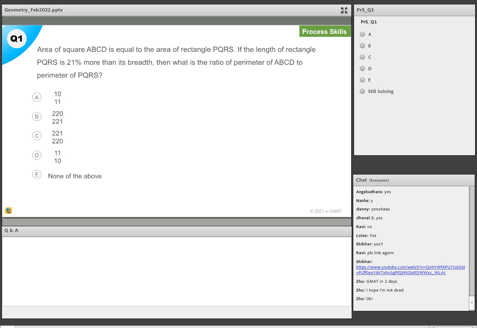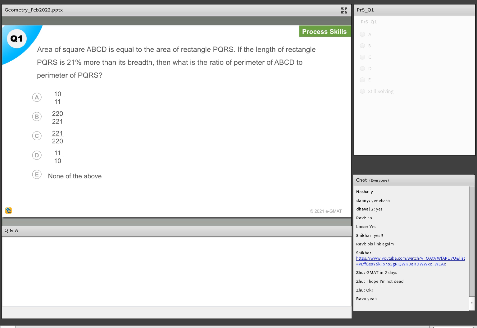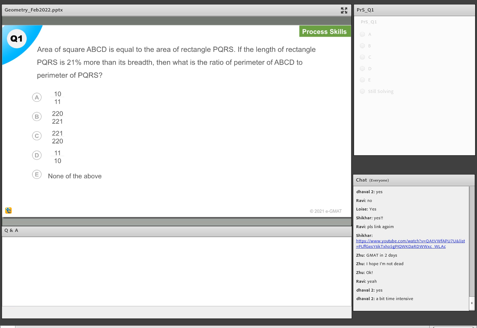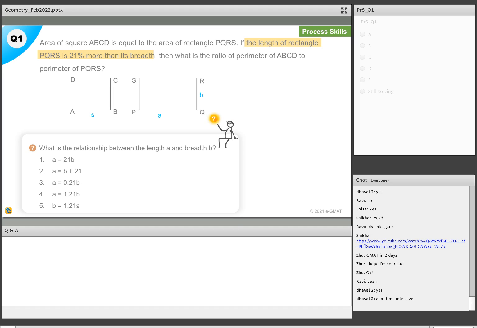Alright, so I'm going to end this poll. So how was this question? Not difficult, right? Should have been easy. Absolutely. It's easy, but it's illustrative of these process skills that I'm talking about. Once you know the concept, you still have to demonstrate some of these skills to arrive at the answer. Now, let's get through this question.